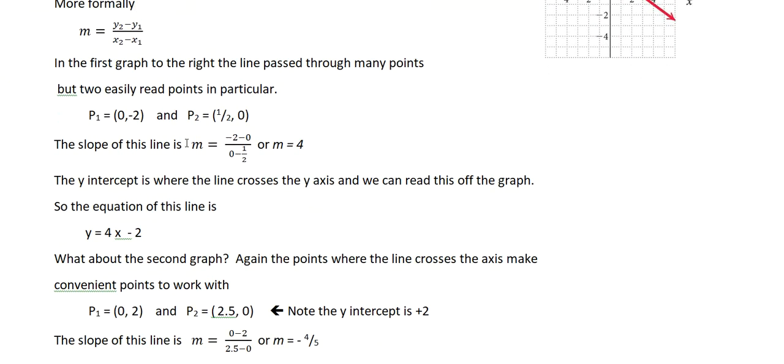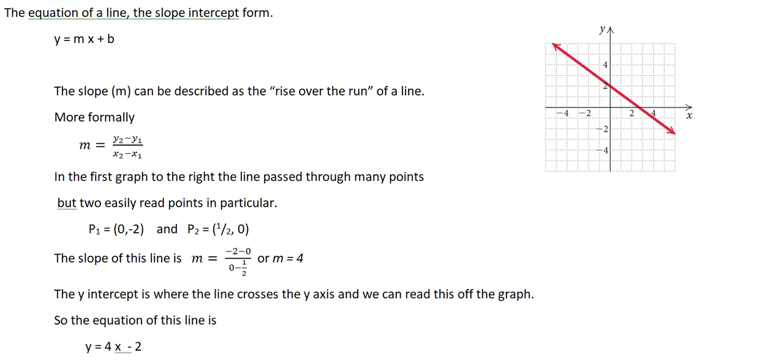Okay, so the slope of this line, again, is the difference in the y values over the difference in the x values. So -2 minus 0 is just -2. 0 minus 1/2 is just -1/2. Because the numerator and the denominator are both negative, those are going to balance each other out, and we're going to end up with 2 over 1/2, or 4 over 1, and so the slope is equal to 4.